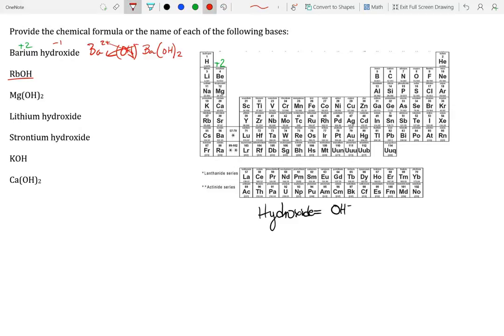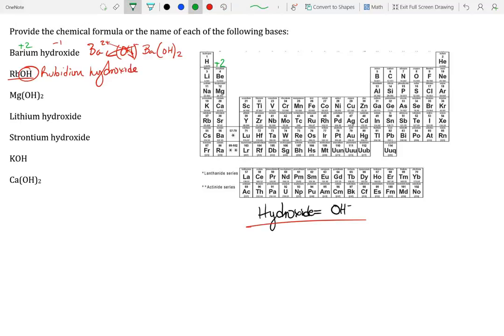So what's Rb? Rb is located over here, right? Hopefully you know that Rb is rubidium. And what's OH? Over here it says OH is equal to hydroxide, so rubidium hydroxide, right?